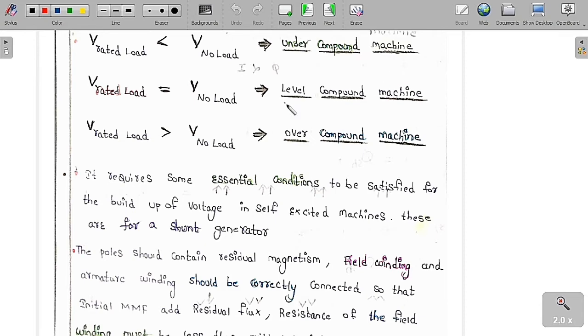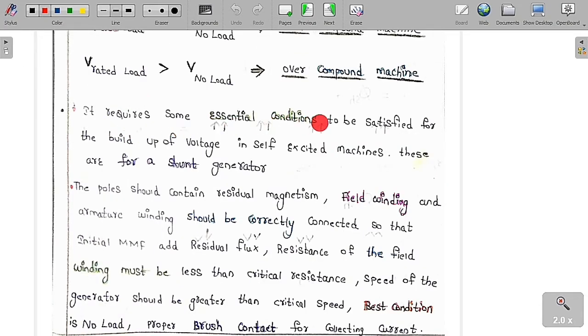It requires some essential conditions to be satisfied for the build-up of voltage in self-excited machines. These are for a shunt generator. Basically, there are some essential conditions that must be satisfied for the build-up of voltage in self-excited machines.